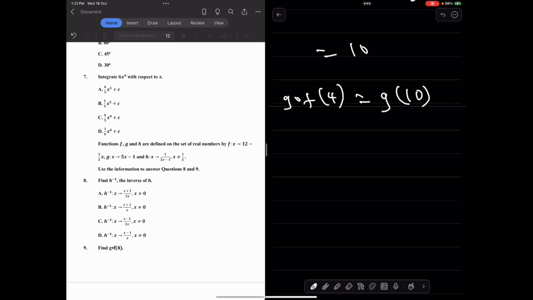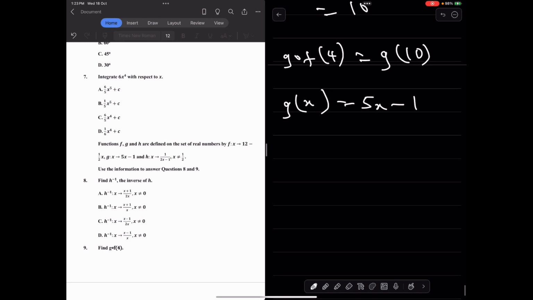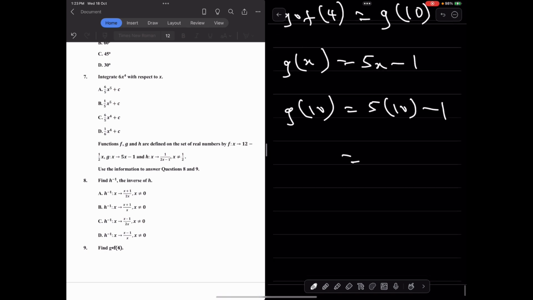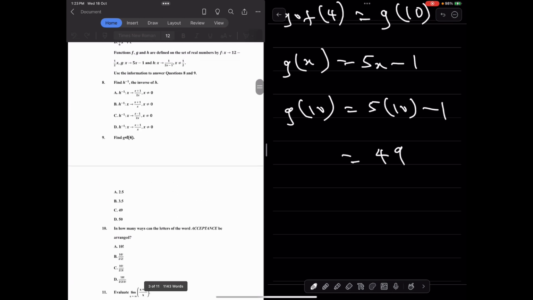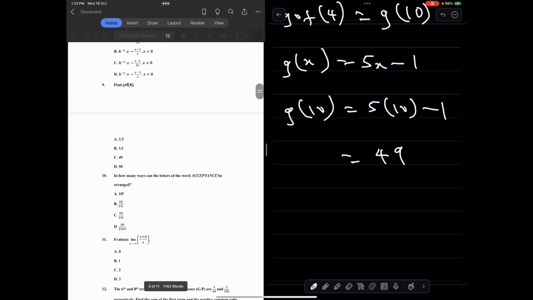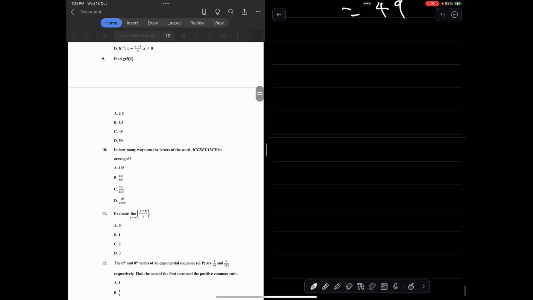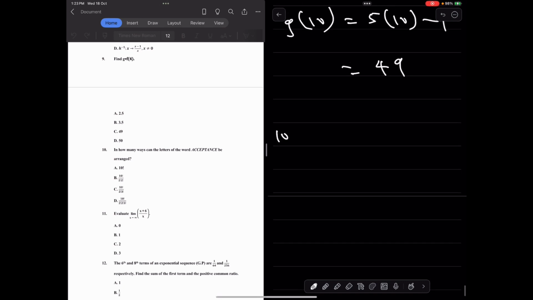And we know that g of x is already given as 5x minus 1. And that simply means g of 10, which is g of f of 4, is the same as 5 times 10 minus 1. And that's 50 minus 1, which is 49. The correct option to that is C. That's 49. Now we go straight to the next one, which is number 10.